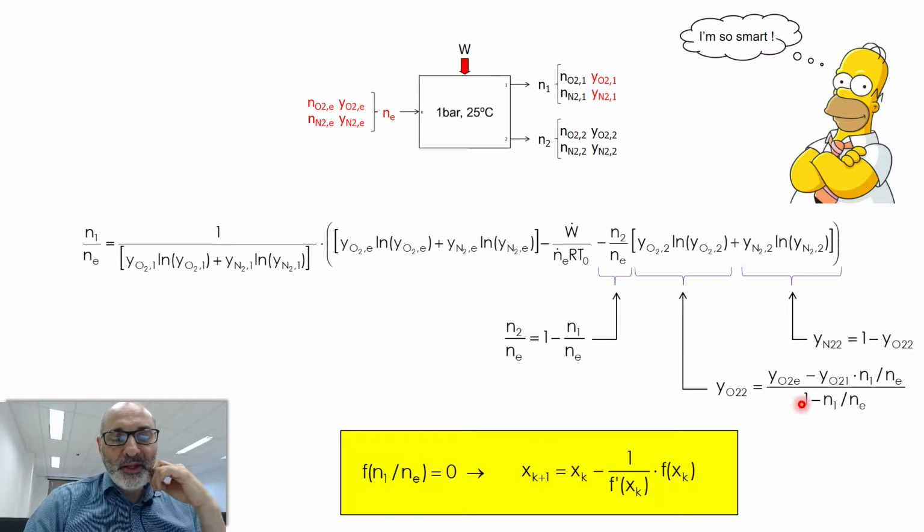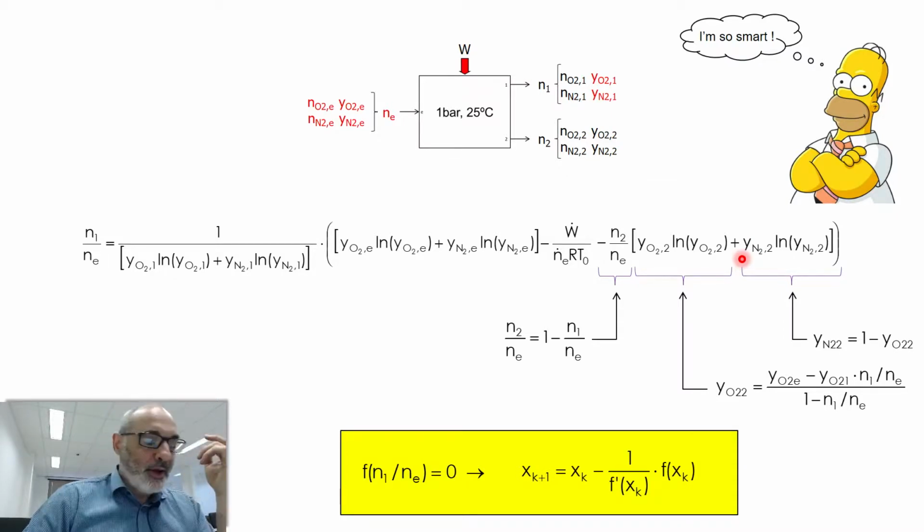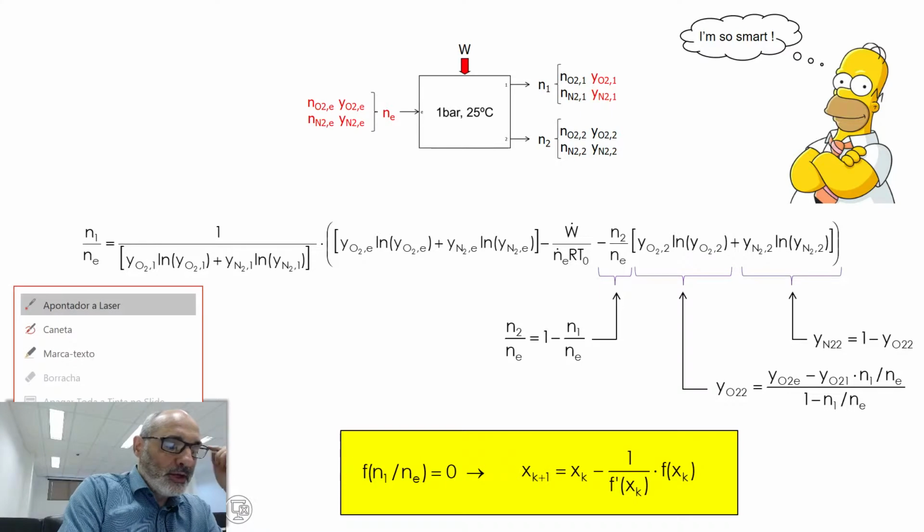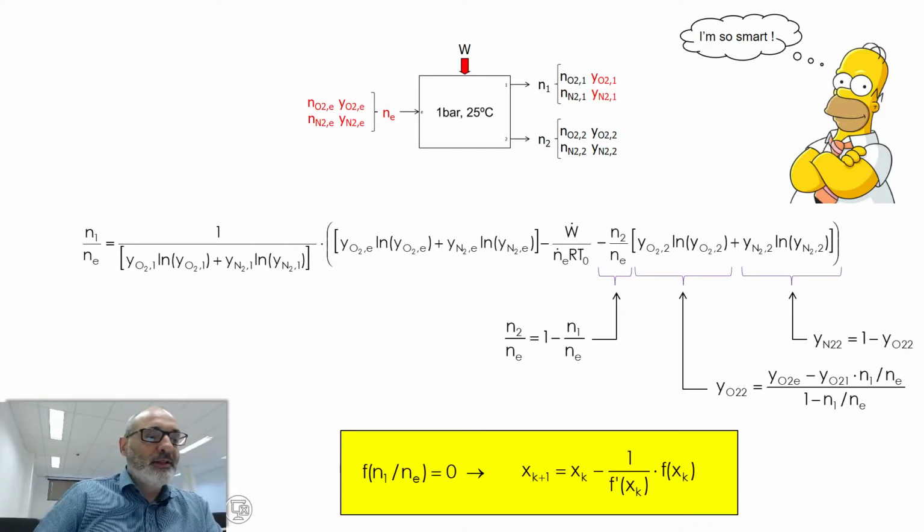This one is also very simple, but the dependence on n1 divided by ne inside these brackets is a lot more complicated. So we're going to do it numerically. I'm going to use actually a finite difference scheme.